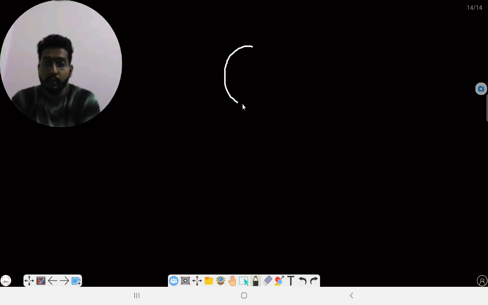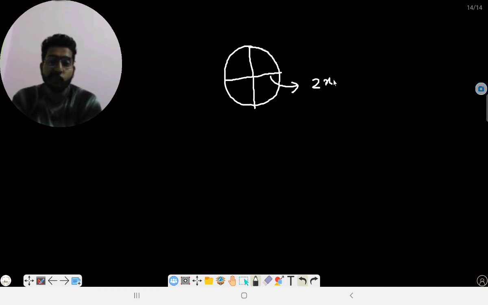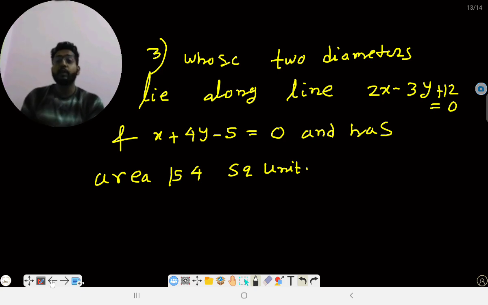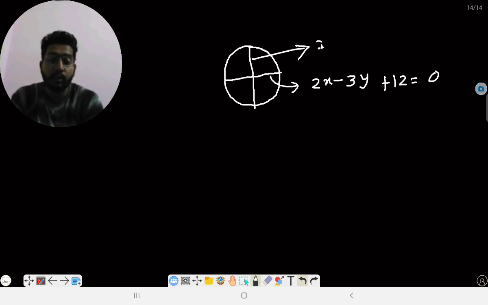So this is my circle here. Now two diameters, suppose this is one diameter and this is the second one. The equation of the diameter is given. The equation of the first one is 2x minus 3y plus 12 equals 0. And the equation of this other one is x plus 4y minus 5 equals 0.